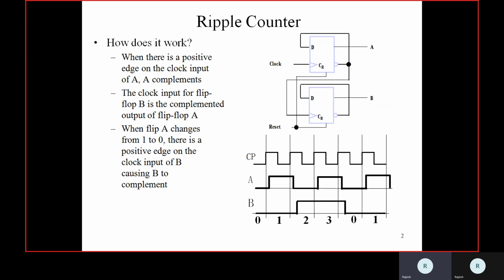First, CP tells it is a clock. It is a set of on and off pulses, these square pulses on and off with duty cycle 50%.